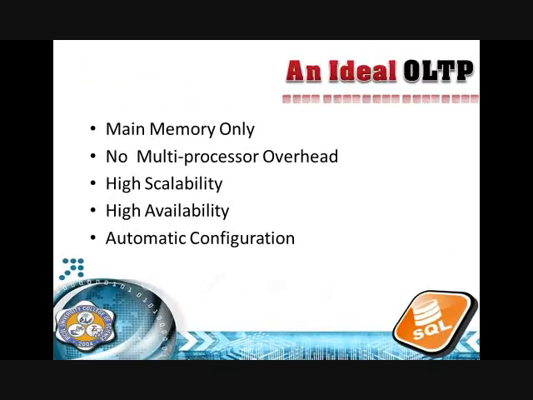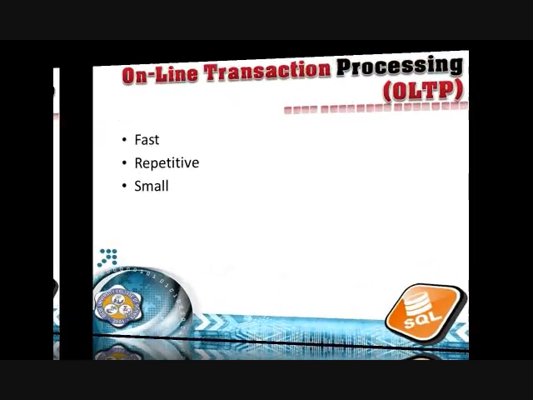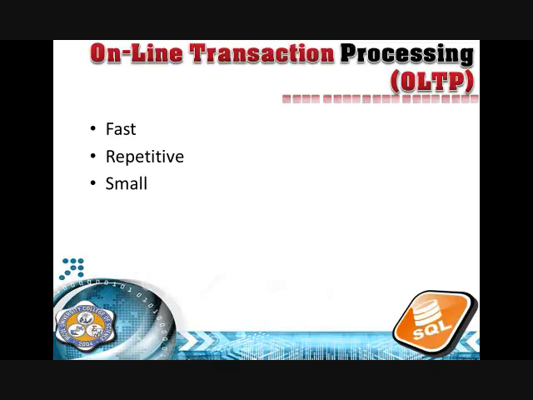An example of an ideal OLTP would have the following characteristics: main memory only, no multiprocessor, high scalability, high availability, automatic configuration, fast, repetitive, and small. Fast means sub-second response time. Repetitive and small: interactive transactions that are frequent yet small.